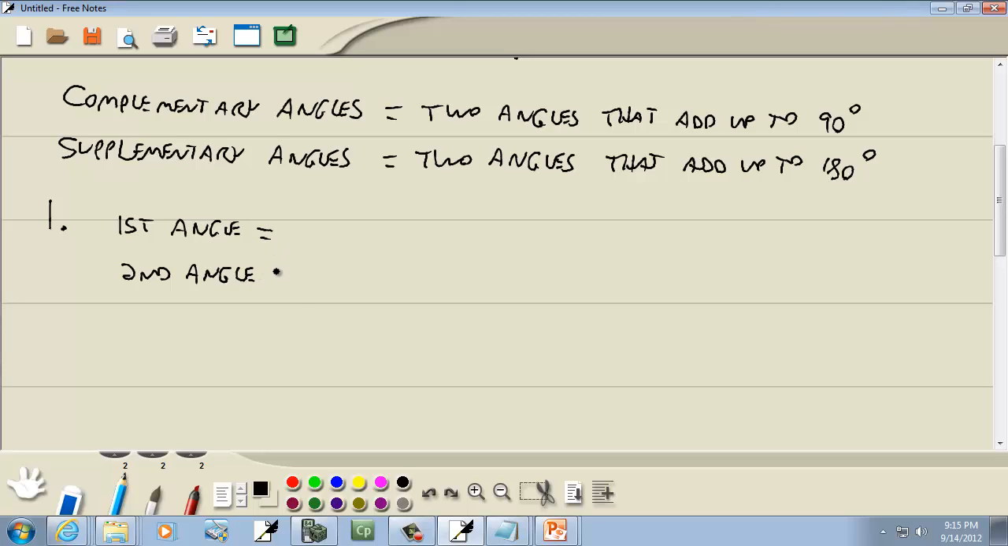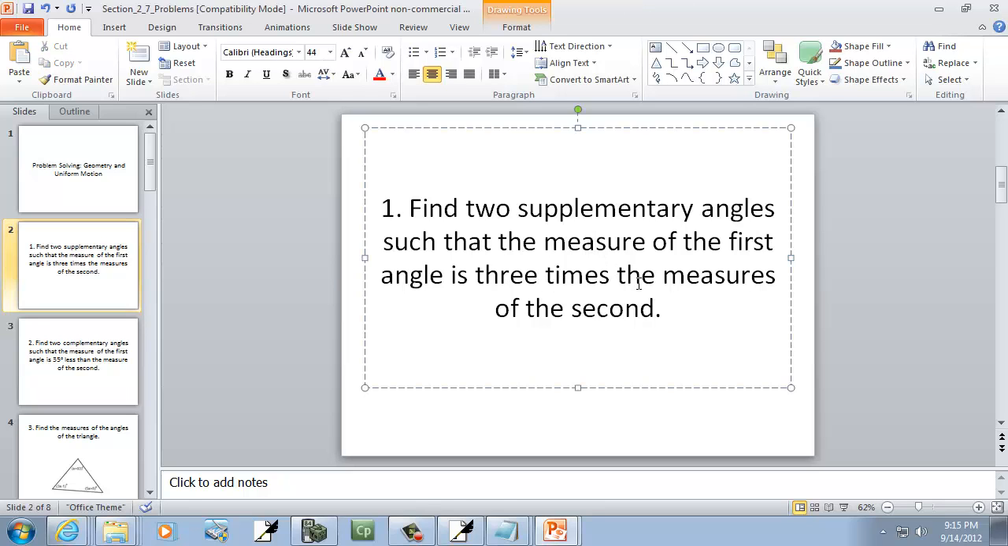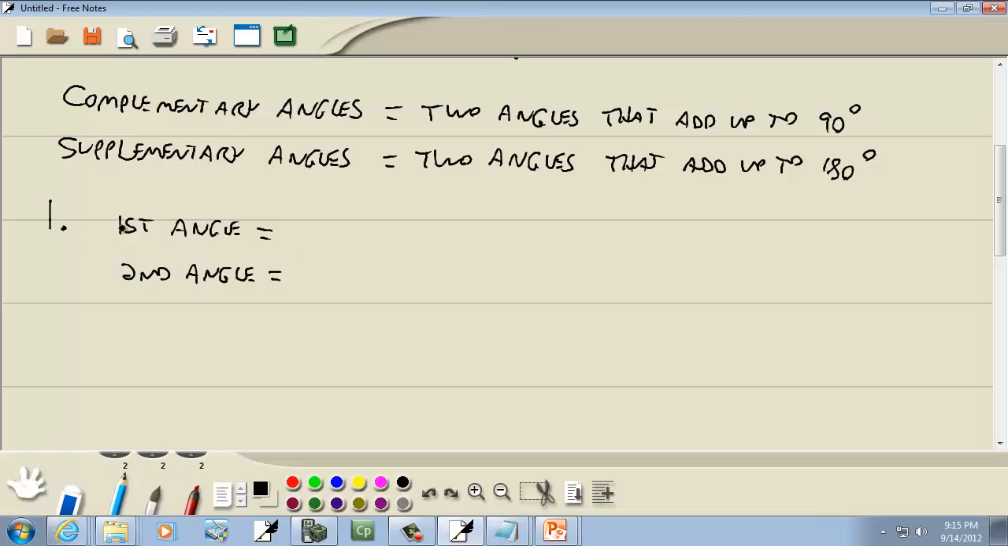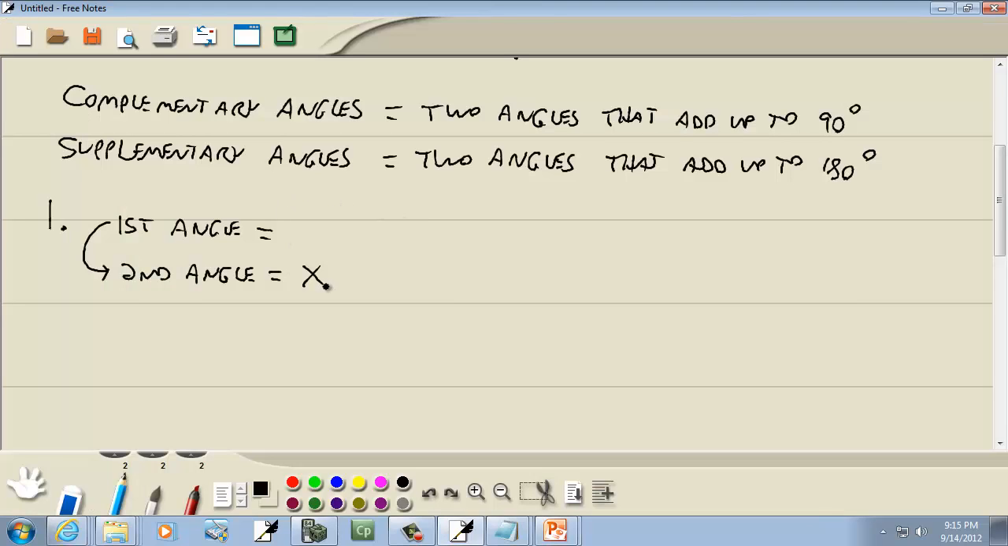Now the reason why I set these up in this form is because they refer to a first angle and a second angle. And one of them is being put in reference to the other. It says such that the measure of the first angle is 3 times the measure of the second. So the first is being put in reference to the second. Well, the one that's being put in reference to is our x. Well, if this is x, 3 times that will be 3x.